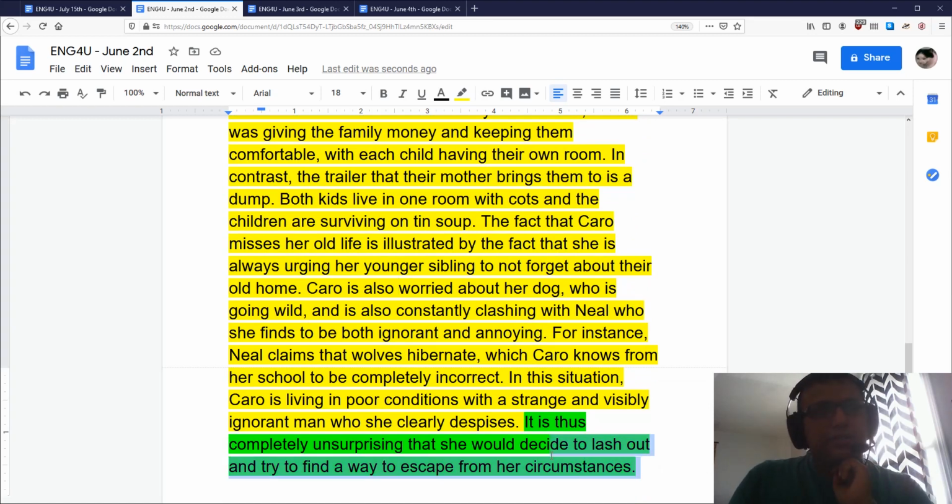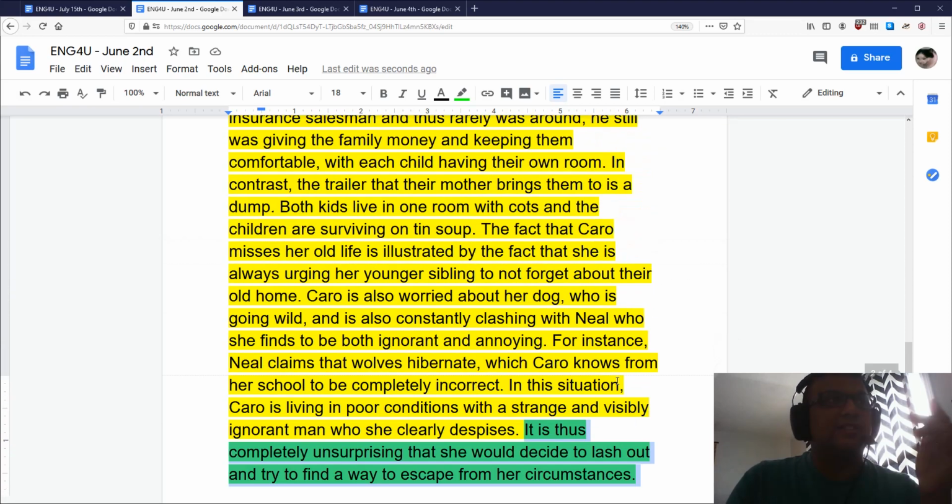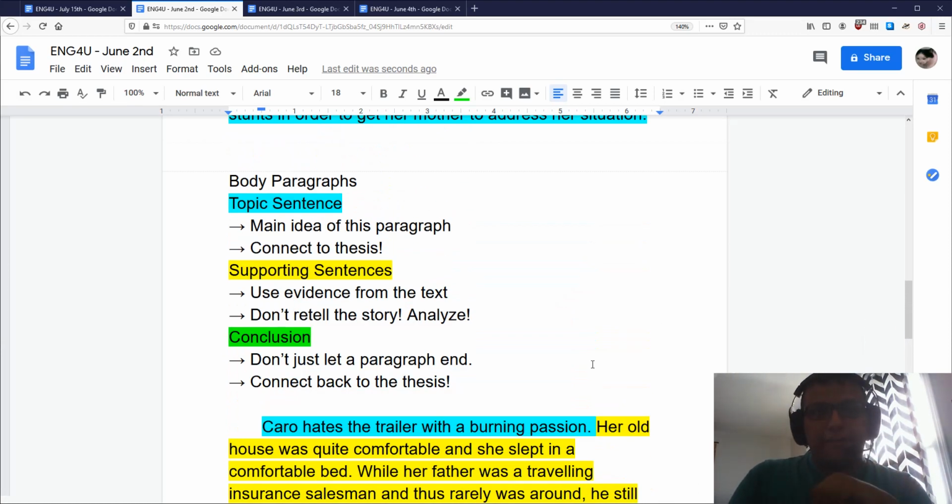And then, of course, at the end of your body paragraphs, you have a concluding sentence. "It is thus completely unsurprising that she would decide to lash out and try to find a way to escape from her circumstances." That's my concluding sentence for that paragraph, and I've now got a body paragraph. So you guys know how to write body paragraphs. I know that from your reflections.